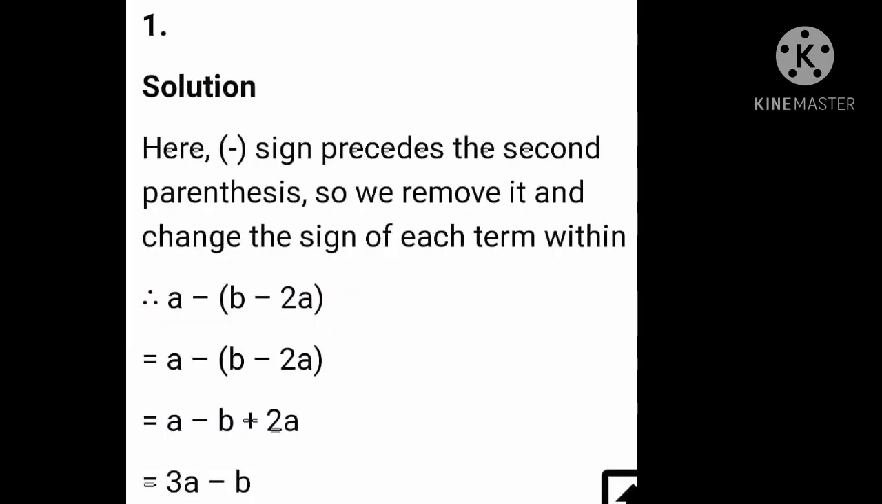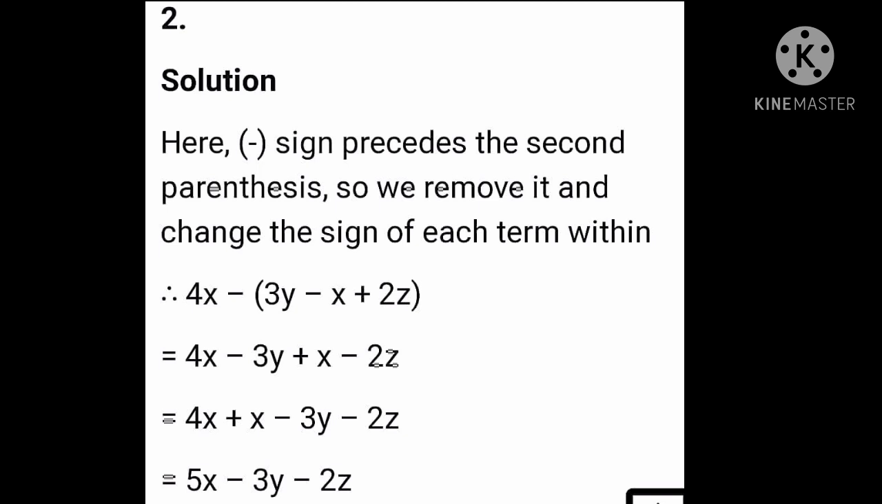Exercise 8D, question number 1. a minus in bracket b minus 2a. Since here the negative sign is before the smaller bracket, we remove it by changing the signs within the bracket. So this expression becomes a minus b, and before 2a we have a negative sign, so minus into minus is plus, so a minus b plus 2a, and a plus 2a becomes 3a minus b, which is our answer.